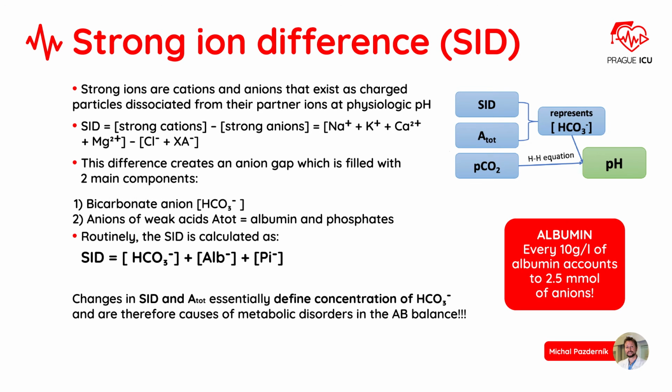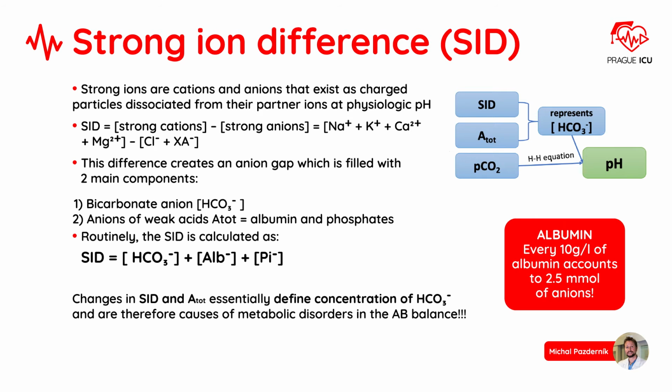What is strong ion difference? SID. Strong ions are cations and anions that exist as charged particles dissociated from their partner ions at physiological pH. We can calculate SID as strong cations minus strong anions. In practice, it's sodium plus potassium plus calcium plus magnesium minus anions, which are chloride and strong acids.